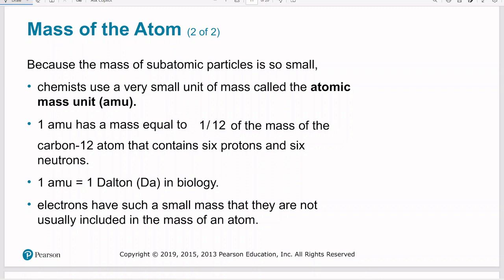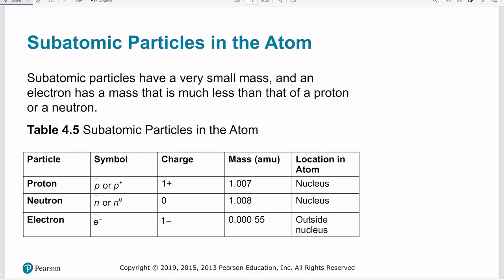Electrons have such a small mass compared to protons and neutrons that their mass isn't generally calculated when you're calculating the mass of an atom. The mass of an atom can be calculated if you know how many protons and neutrons it has. So a proton has a +1 charge and has a mass of 1.007 AMUs. A neutron has a 0 charge and has a mass of 1.008 AMUs. An electron has a -1 charge and has a mass of 0.00055 AMUs. Again, the protons and neutrons are inside the nucleus and the electrons are outside the nucleus.